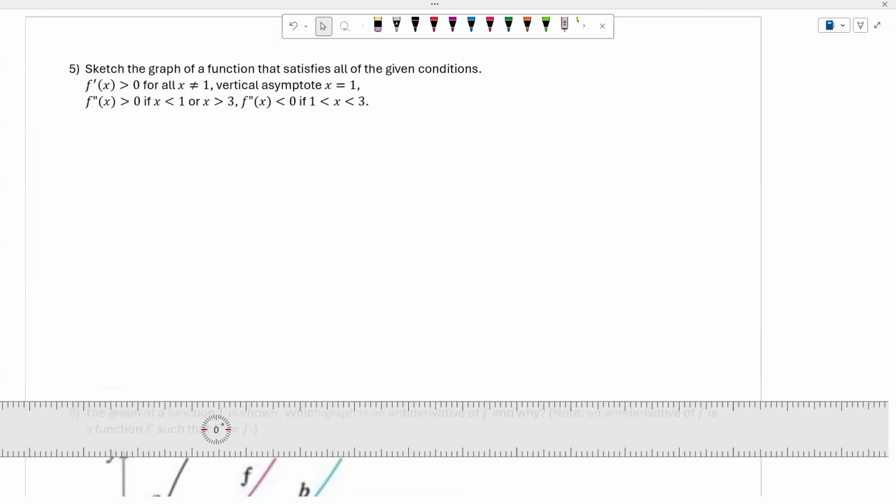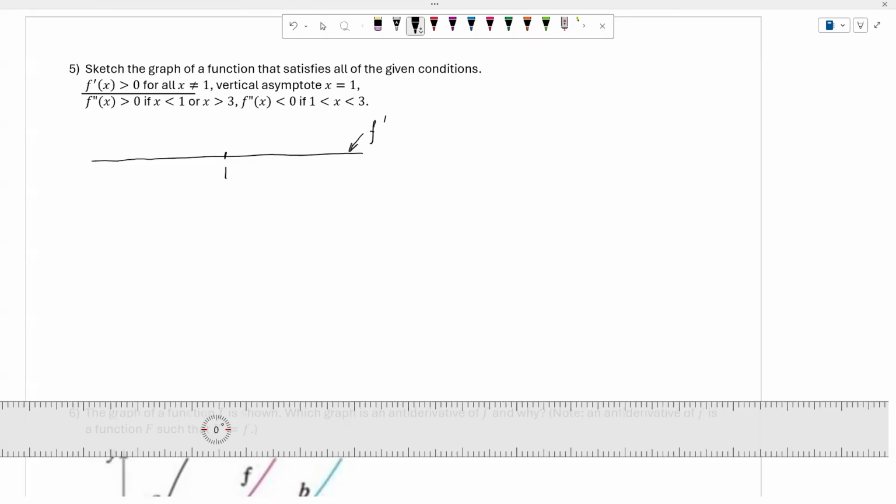For number 5, I would like to sketch the graph of a function that satisfies all the given conditions. So let's see how we actually gather all the information that we have. I have f prime of x greater than 0 for all x not equal to 1, and a vertical asymptote at x equal to 1. So maybe let us try to work with f prime here.